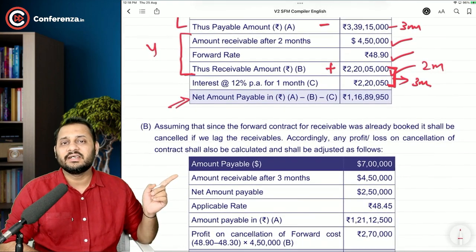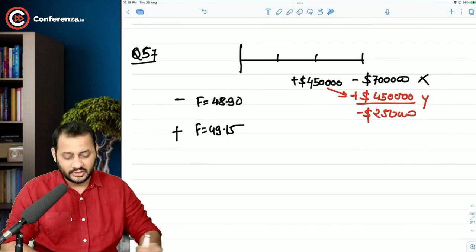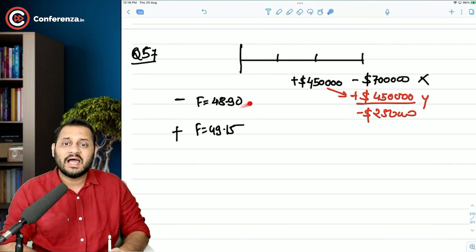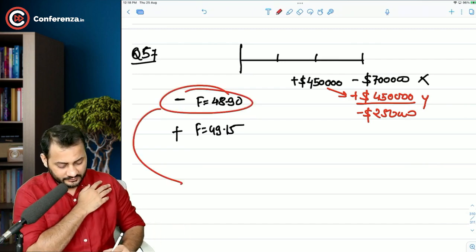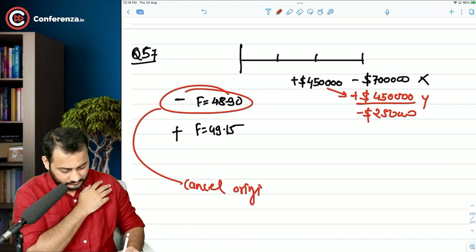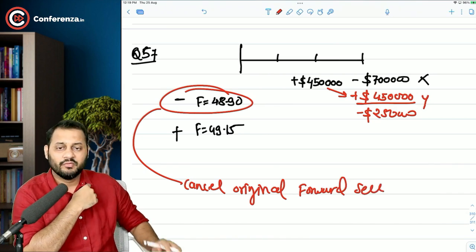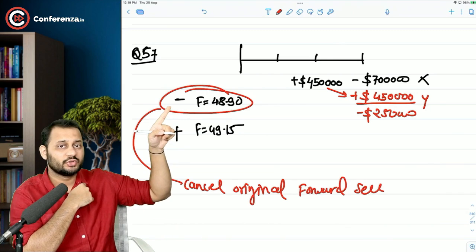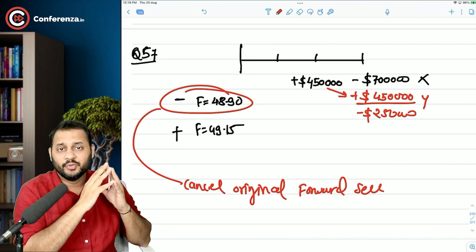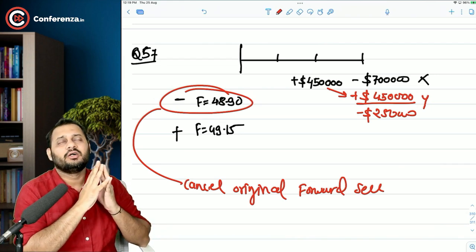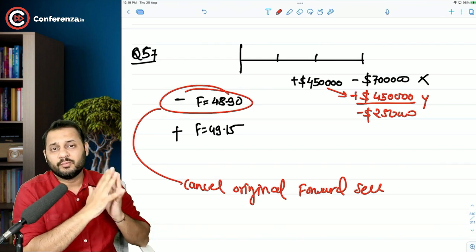But if you cancel the existing forward contract, understand, if you lag the receivables by 1 month, what will happen to the contract that you have already taken? You will have to cancel this contract. Now, in order to cancel this contract, remember that you had a forward sell position. You agreed to sell the dollars to the bank after 2 months. Cancellation is not an easy task. You will have to bear the cancellation charges, and cancellation can only happen by taking the opposite position.